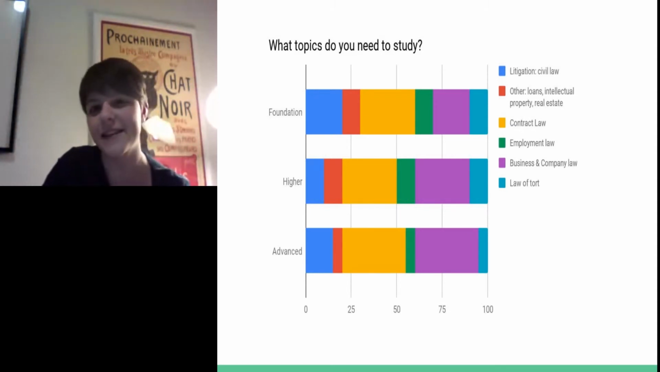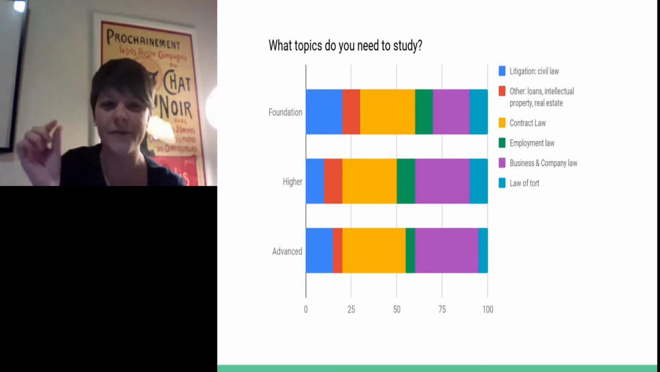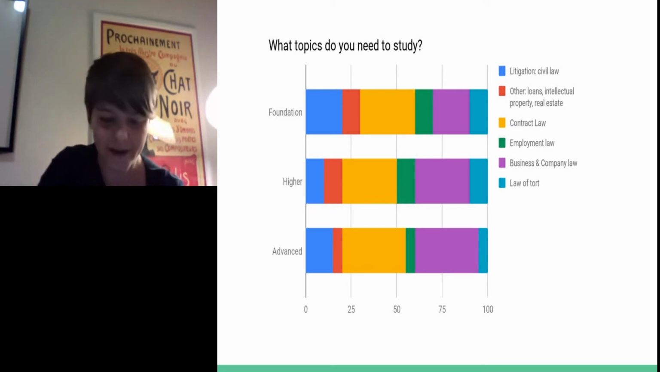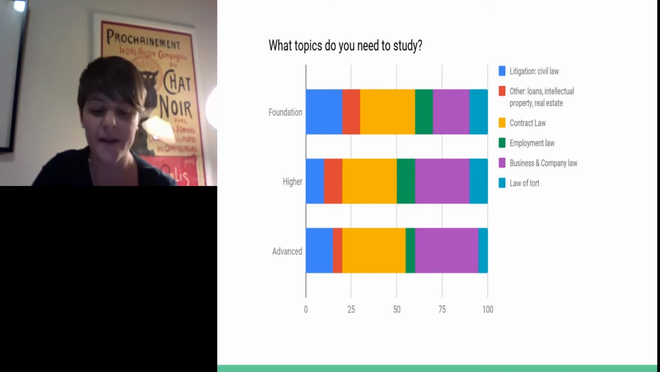Now, something else. These are some small parts. I went with the big parts first, which are civil law, contract law, and business and company law. But there are also some small parts. We have vocabulary of loans, in a unit called the language of banking. We have some vocabulary about intellectual property, and we also have some about real estate. So this is something you need to know.